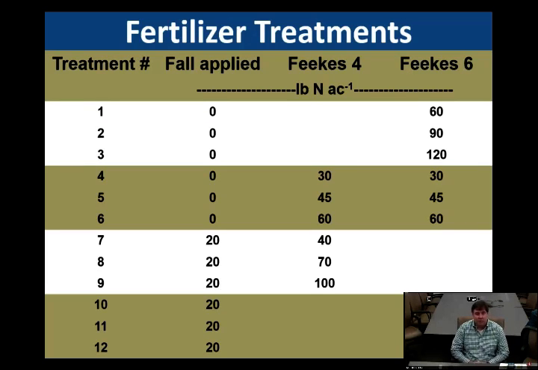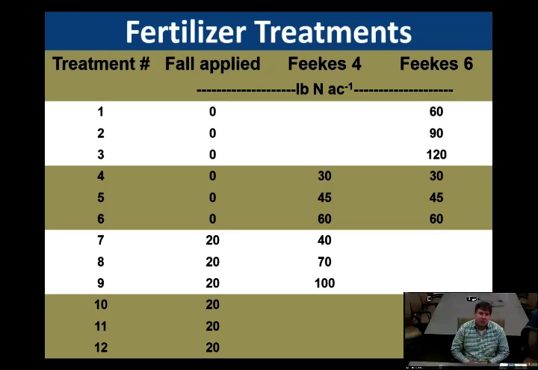You can see we looked at fall applied nitrogen at 0 or about 20 pounds. We possibly could have gone a little bit higher than that, but obviously we didn't want to burn the wheat or anything. And then we split up rates across Feekes 4 and Feekes 6 growth stages. Basically we just looked at 3 different rates there: 60, 90, and 120 pounds. 90 being our recommended, 60 would be a low, and 120 would be a high.